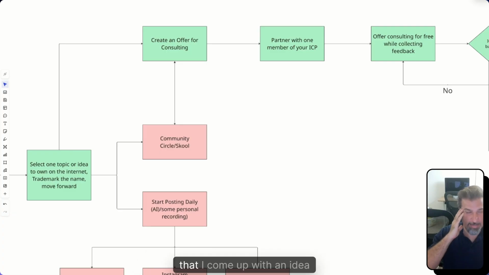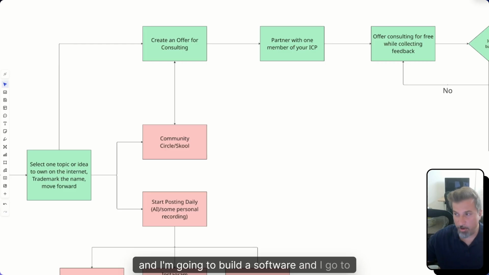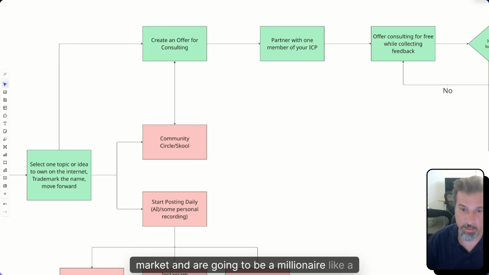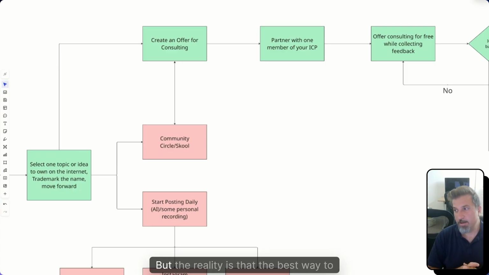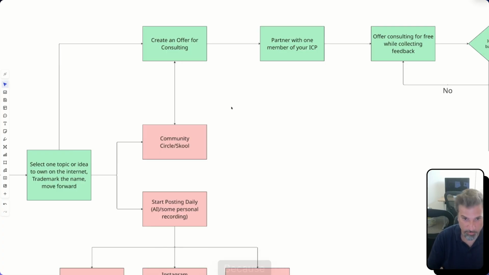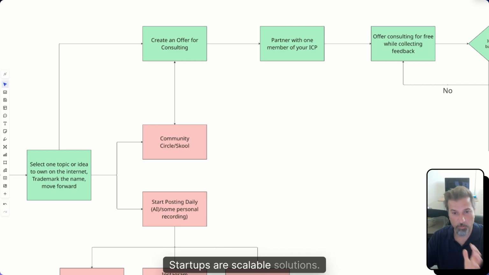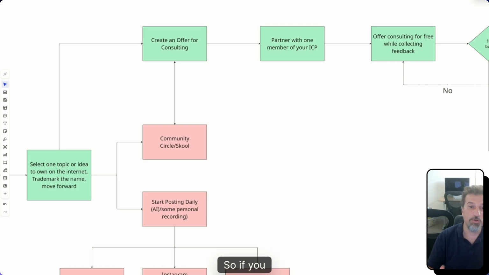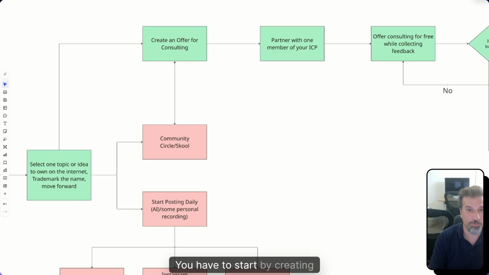A lot of people have this idea in mind, including myself. I used to come up with an idea and think I'm going to build a software and go to market and I'm going to be a millionaire. Like a lot of people buy my product. But the reality is that the best way to build a startup is through starting with something that is not scalable. Because startups, what are startups?